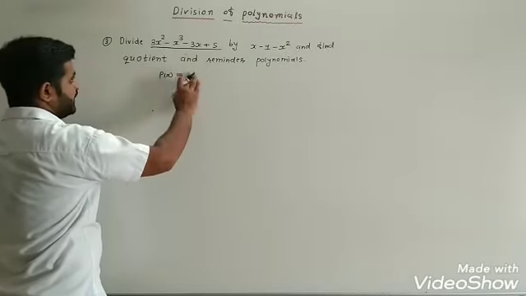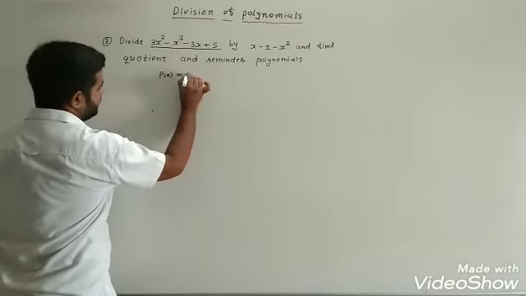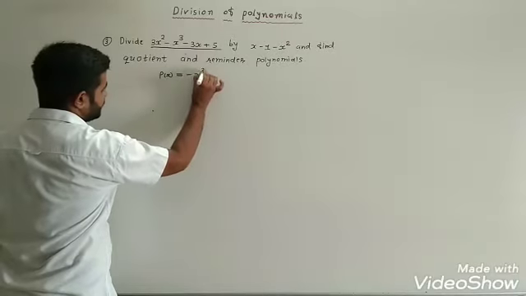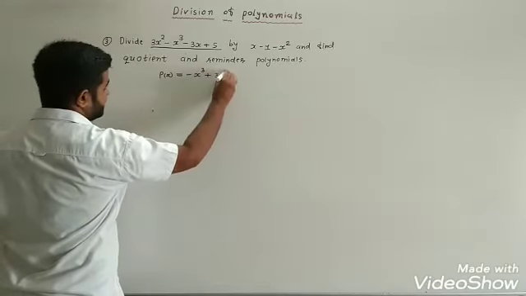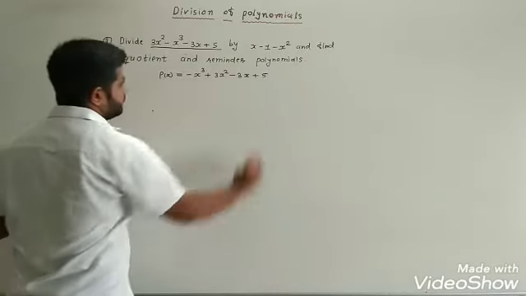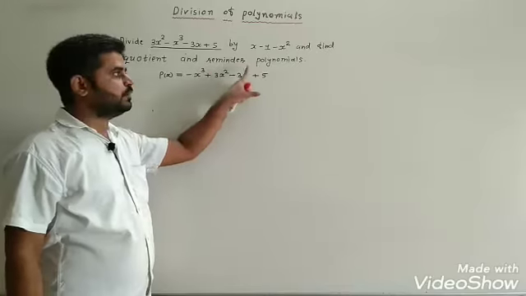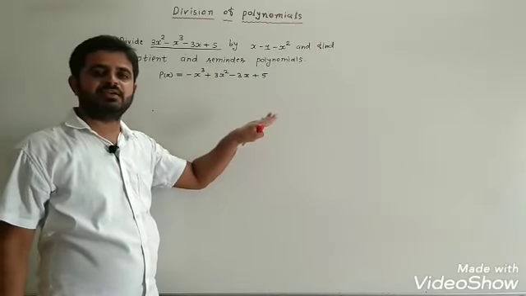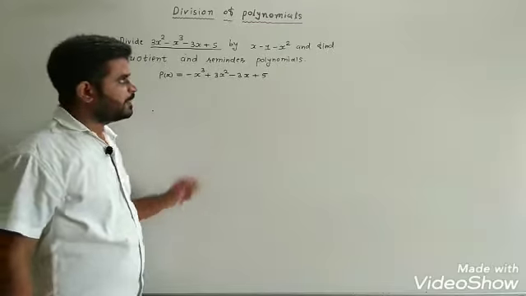First of all, we have to rearrange it. First is the highest power. The highest power is what? Minus x cube, then plus 3x square, then minus 3x and plus 5. We have to make a rearrangement. The powers are 3, 2, 1, 0. The powers are always in descending order to do this division. It is a basic rule.